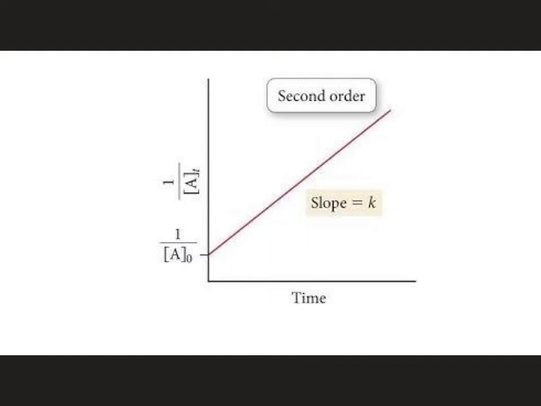Here we have a second order process. In order to get a linear graph for second order, we need to plot 1 over the concentration of A versus time. This one has a positive slope. The other two had a negative slope. This one is positive.